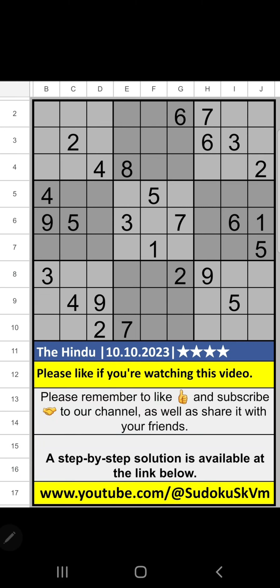Welcome to Sudoku SkVm. I am going to solve the Hindi newspaper Sudoku puzzle on October 10, 2023. 4 star Sudoku.